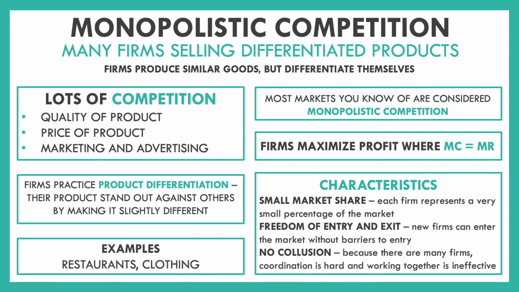So we talked about restaurants being an example. Another example is clothing. You guys know that. There's tons of different clothing brands and they're all providing clothing, but they make their clothing stand out, whether it's through the colors or the fabric or the designs. And that's what they're trying to sell you. They have to differentiate themselves and then they have to compete with everyone else along the way.